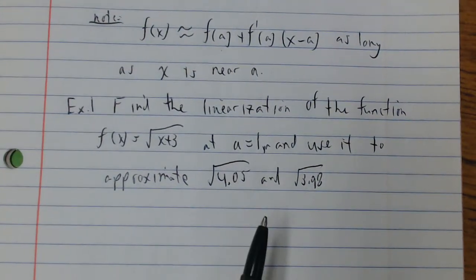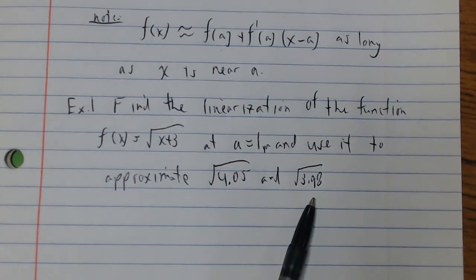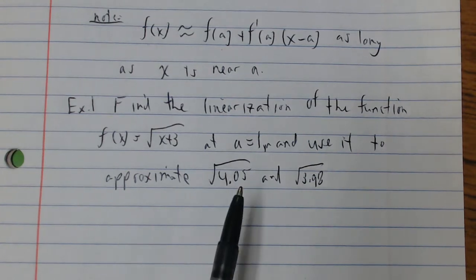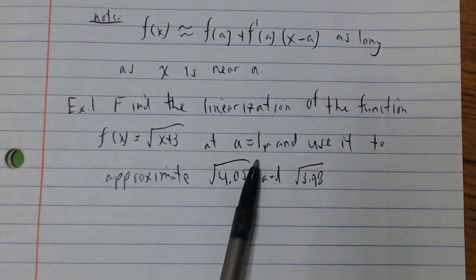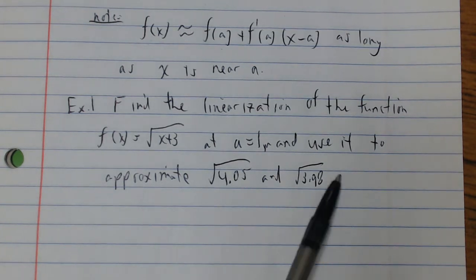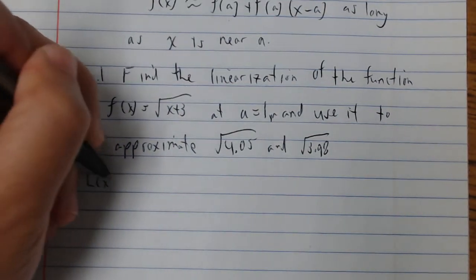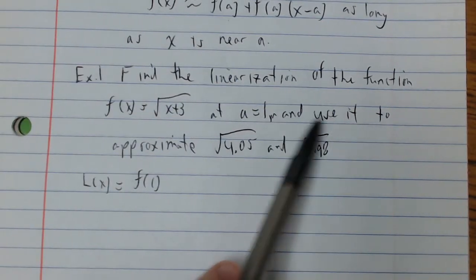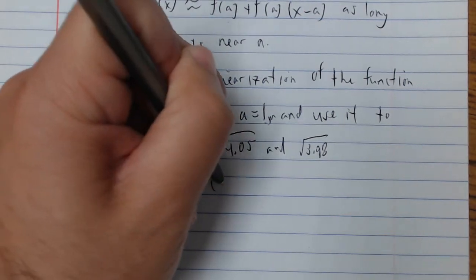So if you look at this, notice how square root of 4.05 and square root of 3.98, we can't find those exact values easily, right? However, what square root is it that these are close to that I could easily find? You should know that's square root of 4, right? We know that the square root of 4 is 2, but we don't know what the square root of 4.05 is exactly. So the first thing we want to do is find the linearization of this, which is the equation of the tangent line. By definition, we know that tangent lines should be like this, and remember, our x value that we're focusing on is at a equals 1. So L of x equals f of 1 plus f prime of 1 times x minus 1.